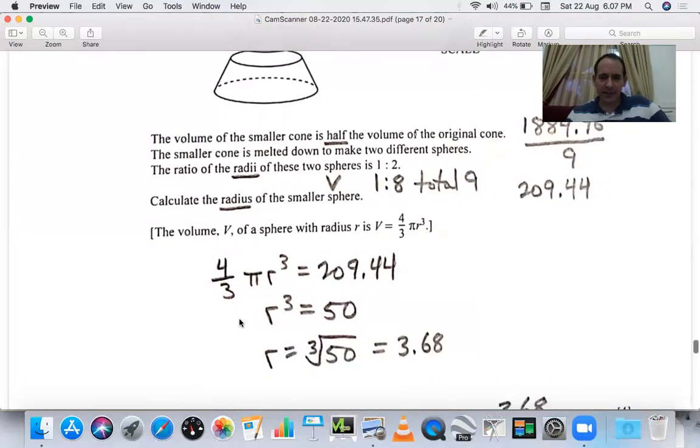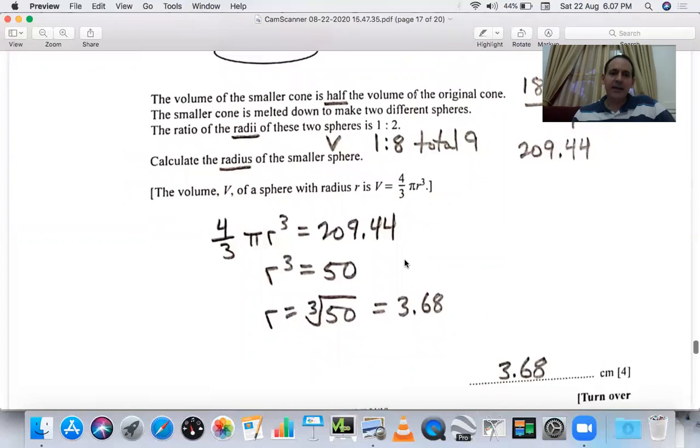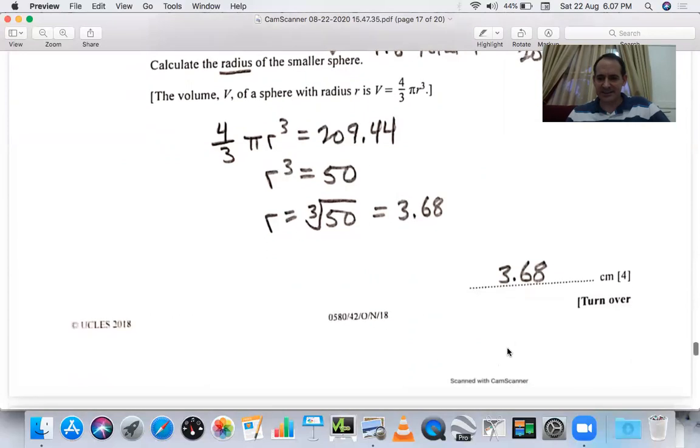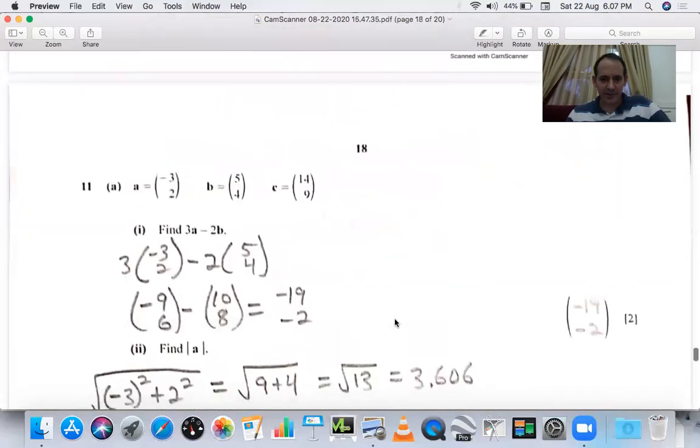We can then plug in and solve for the radius. Here's the formula, 4/3 pi r cubed. Divide by 4/3 pi, and that does come out to 50. And then you cube root, and you get your 3.86 to three significant figures.